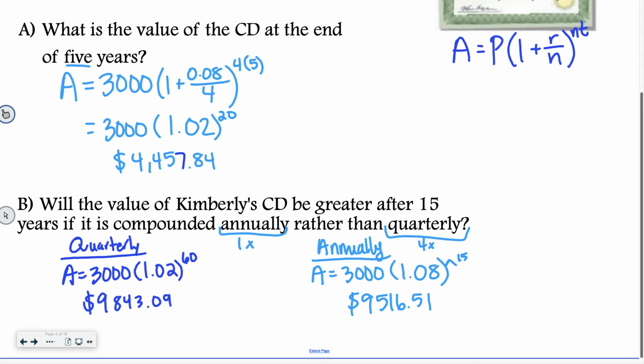She earned more money with the quarterly. And in any example, if you keep the starting amount the same, the interest rate the same, any example that's compounded the most means that person's going to earn more money. Okay, so if it's compounded 4 times, that's going to earn more money than 1 time. If it's compounded 12 times, if we say it's compounded monthly, that's 12 times, that's going to earn more money than even the quarterly. Okay?